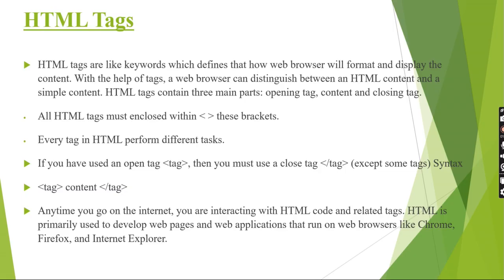What are HTML tags? These tags are like keywords which define how the browser will format and display the content. With the help of tags, a web browser can distinguish between HTML content and simple content. HTML tags contain three main parts: opening tag, content, and closing tag. All HTML tags must be enclosed within an open bracket and a closing bracket.